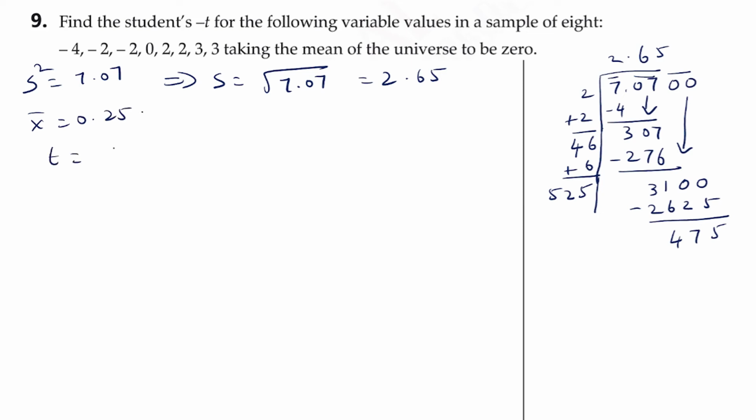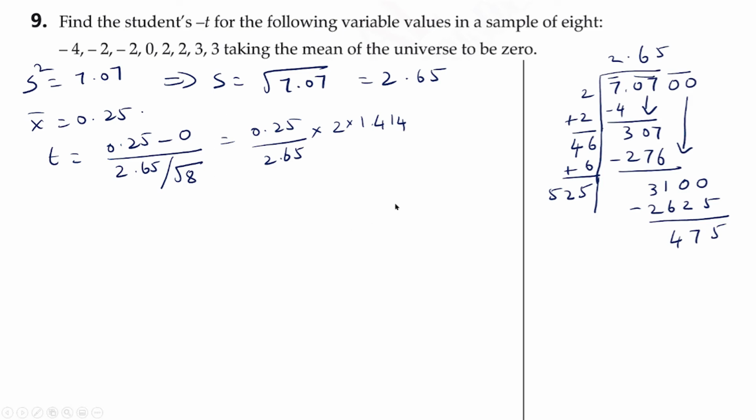And we already got x bar as 0.25. So t is equal to x bar minus mu upon s by root n. So x bar is 0.25, mu is 0, upon s is 2.65, upon root n, which is root 8. So it is 0.25 upon 2.65 into root 8, which is 2 root 2. Since we know the root 2 value is 1.414, let us substitute that and simplify. When we simplify this, we get the value of t as 0.267.